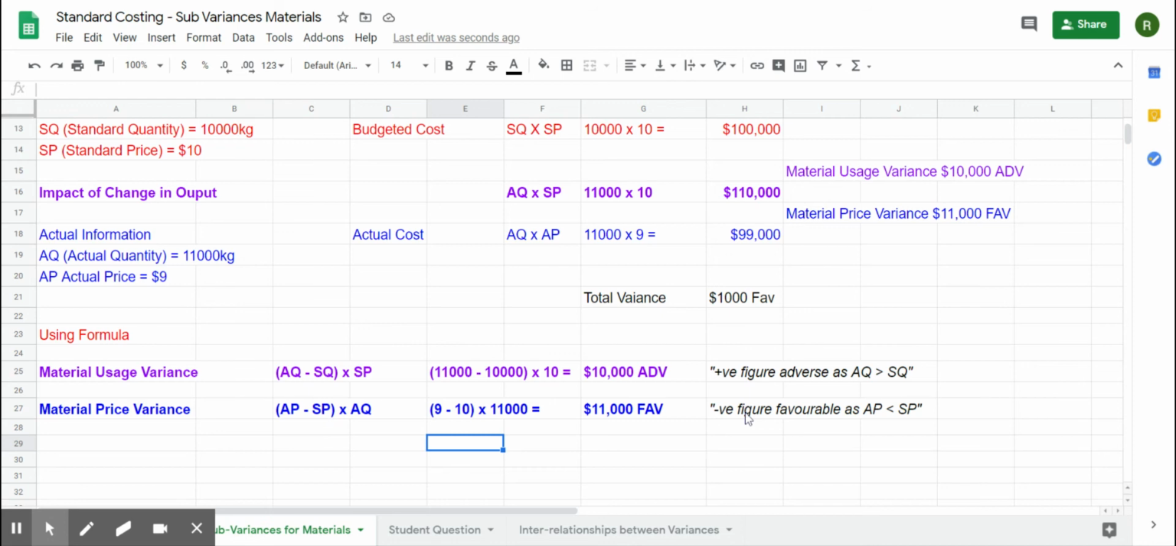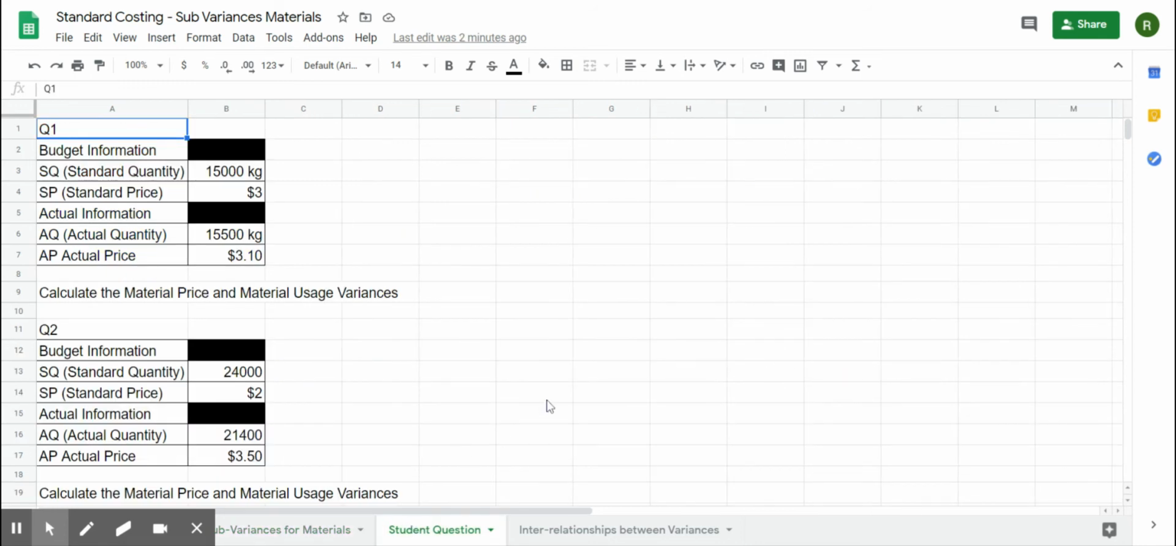The key thing is if your actual quantity is greater than, or actual price is greater than your standard quantity or standard price, then it's going to be adverse, and vice versa. If your actuals are less than your standards, then it's going to be favourable. Okay, some questions here for my students to do and email back to me. So if you're doing the questions, might be an idea to pause the video now, and then there is a little bit of theory just to follow.